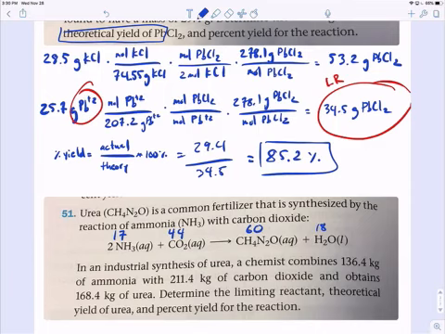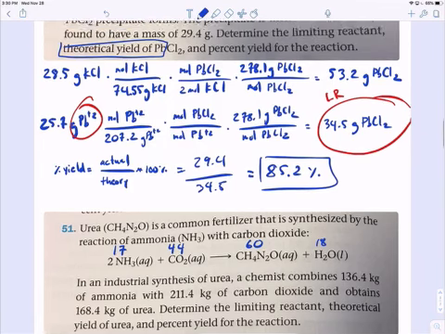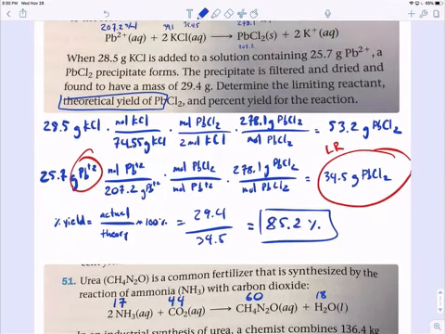Yeah. So the grams we use for the percent yield will be the grams of PB, because that's the one that's already in the solution. Oh, so this was given, the 29.4? Yeah, 29.4, but then underneath it is the theoretical. Yeah, and the theoretical yield is right here.